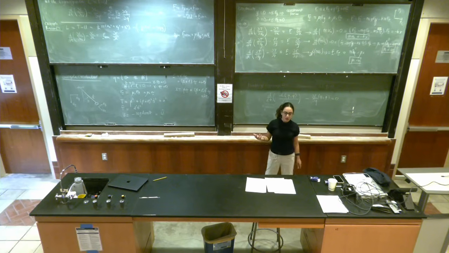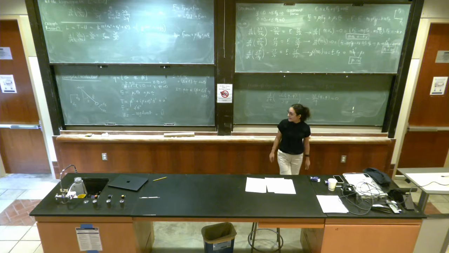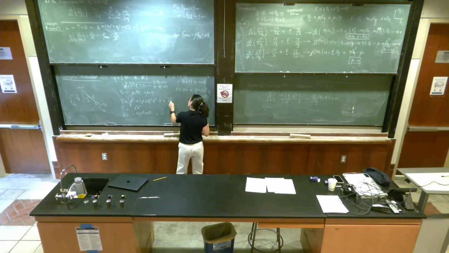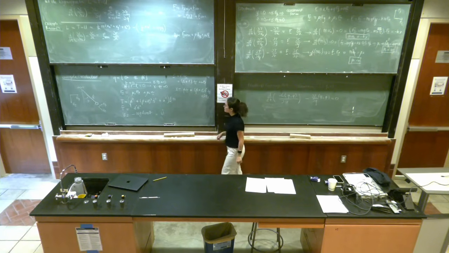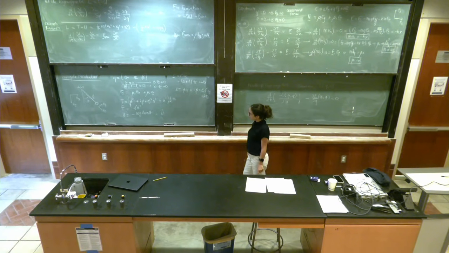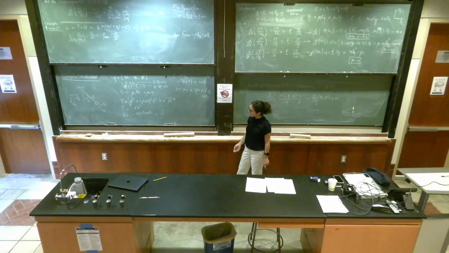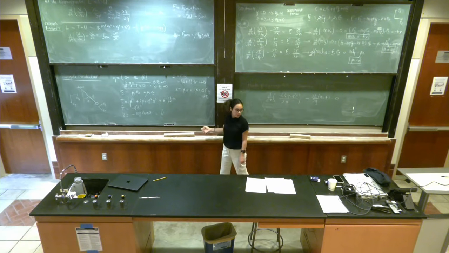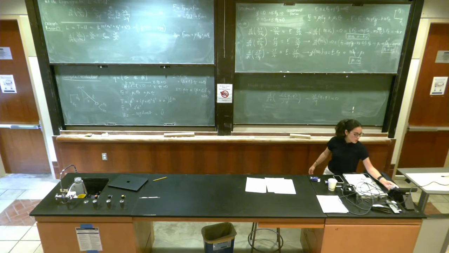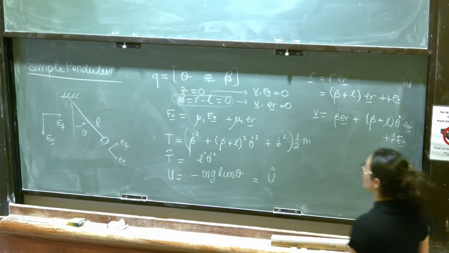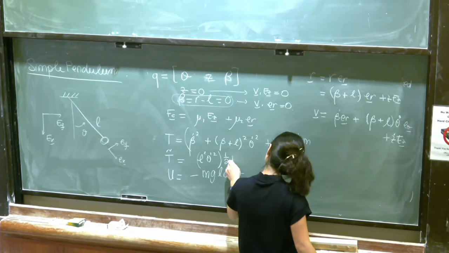Now I can apply Lagrange's equations of motion. The kinetic energy is half mv squared. This is the velocity. This is an orthonormal basis, so I can just square each vector.